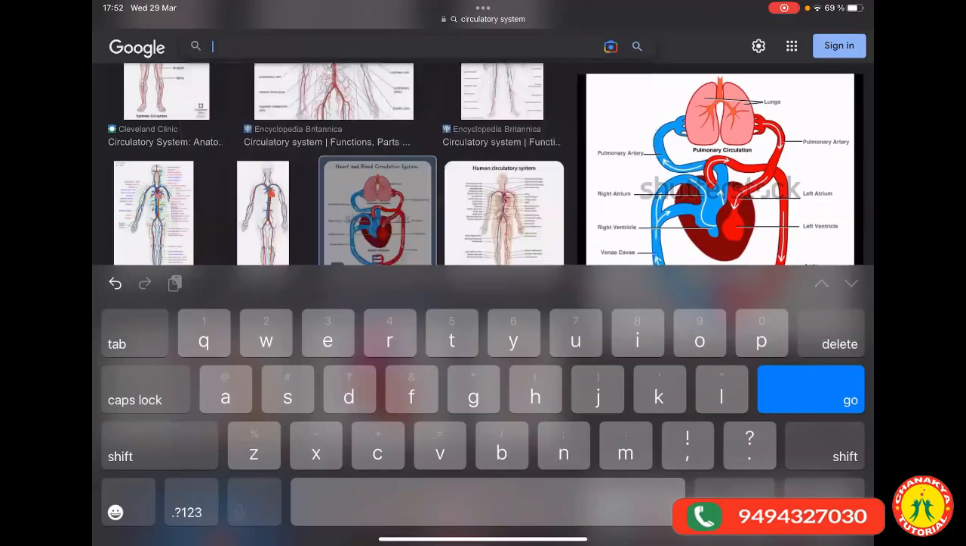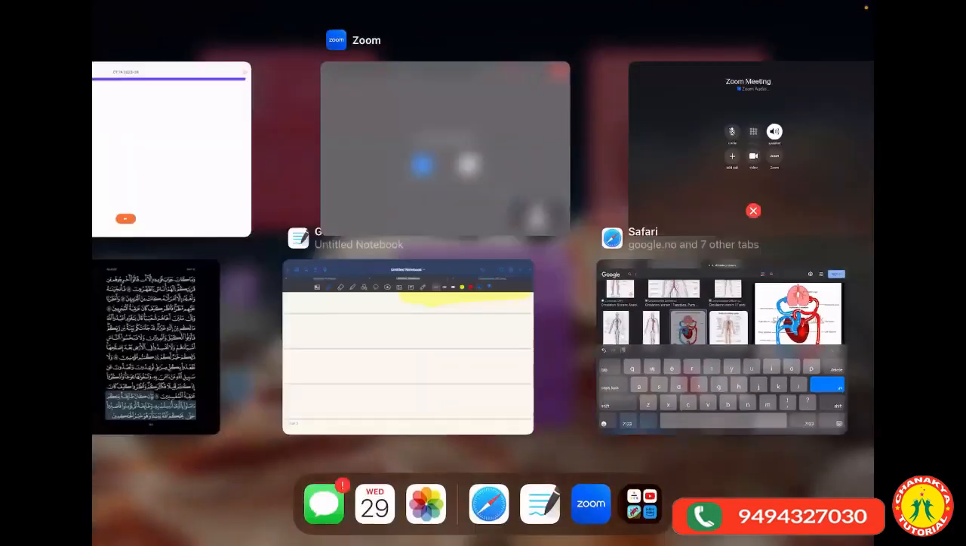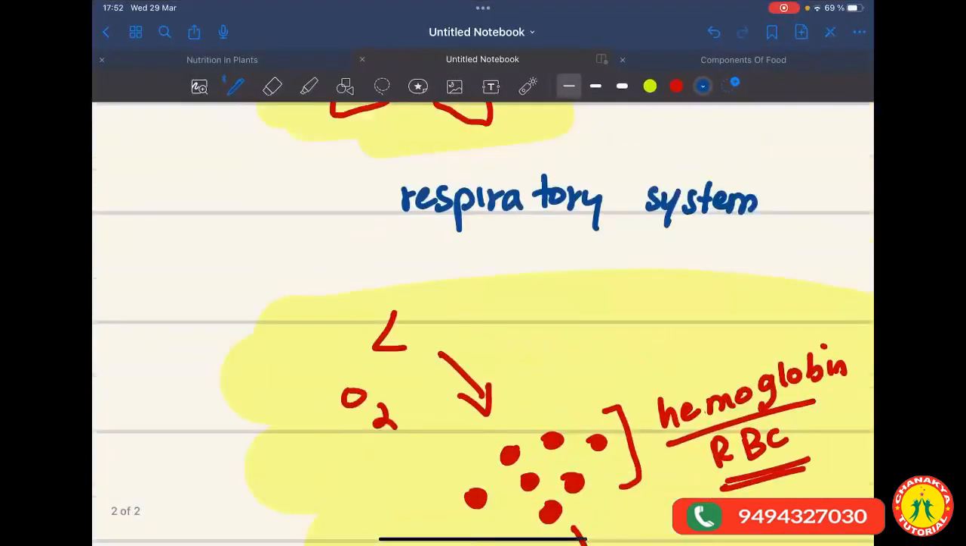Then you have the, what system to discuss? Respiratory system.